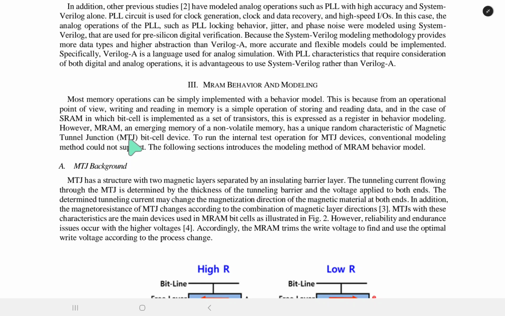However, MRAM, an emerging non-volatile memory, has unique random characteristics of the magnetic tunnel junction (MTJ) bit cell device. Conventional modeling methods could not support running internal test operations for MTJ devices. The following sections introduce the modeling method of the MRAM behavior model.